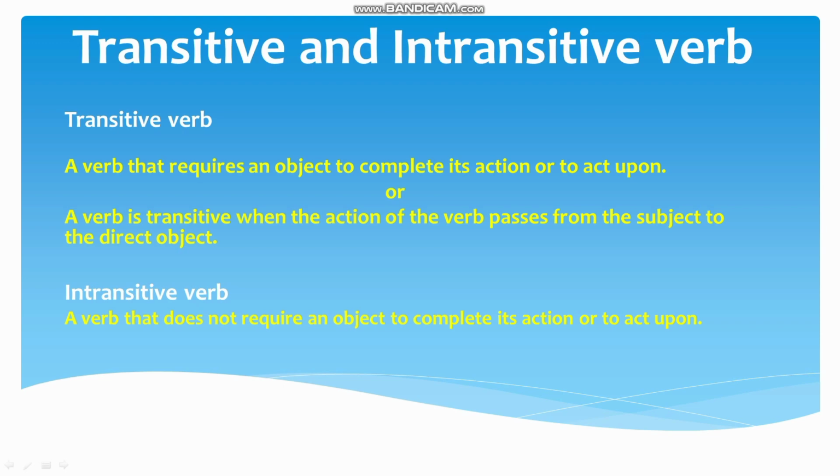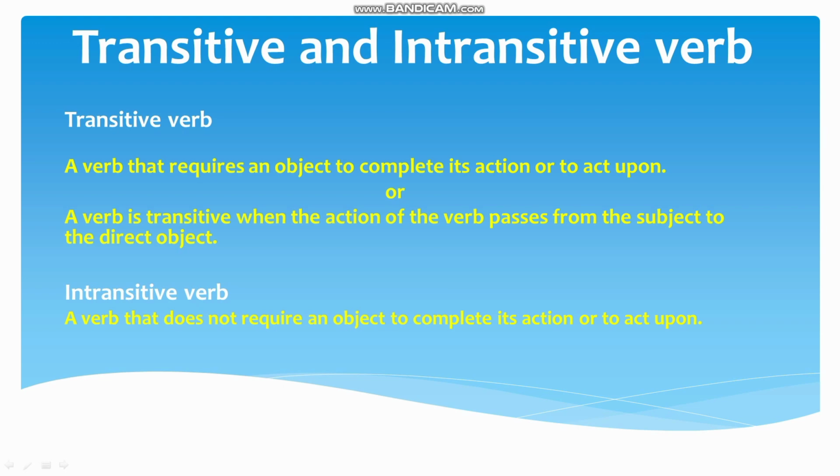Means in transitive verb we require an object, okay, or we can say that a transitive verb needs an object to complete its action, or it requires an object, or we can add an object after the verb, okay. So a verb that requires an object to complete its action or to act upon is known as transitive verb.